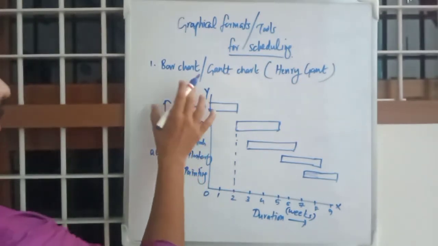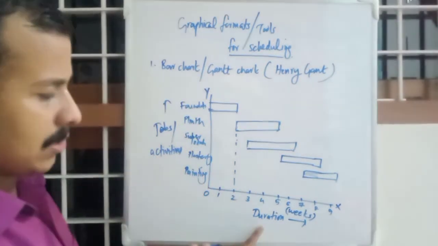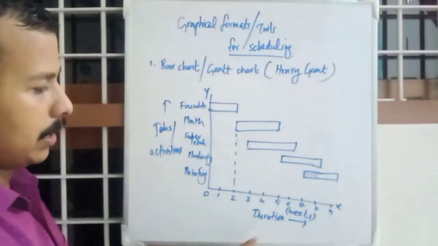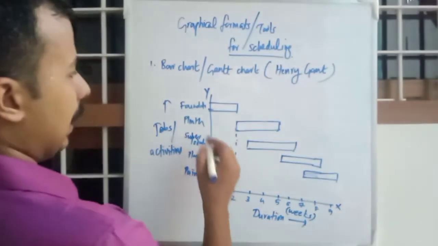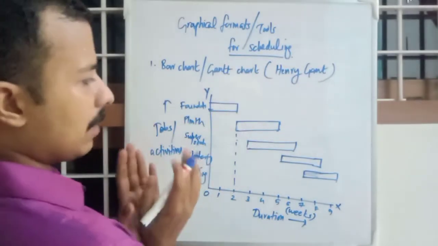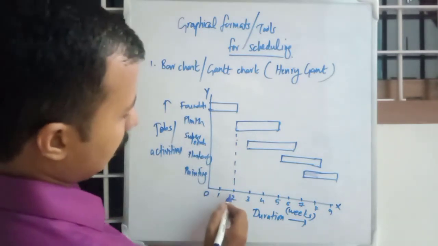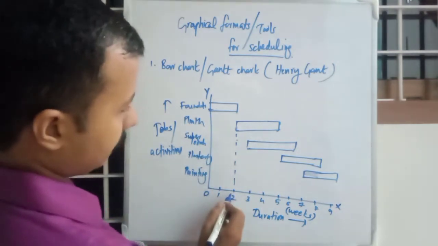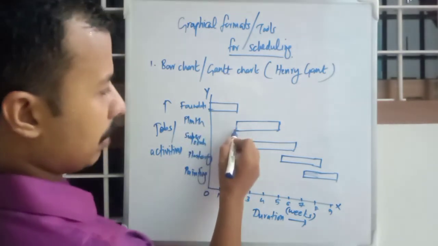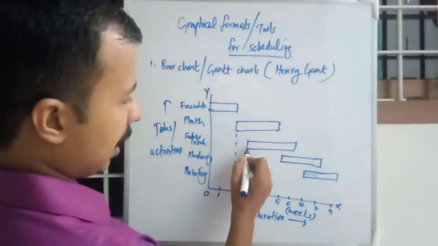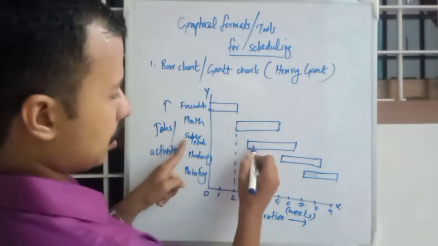Okay, so the y-axis is filled with jobs or activities and the x-axis is filled with duration. Duration can be in days, weeks or months, etc. By this chart we can easily understand that foundation work should be completed in 2 weeks' time, and only after the completion of foundation can we start the plinth.